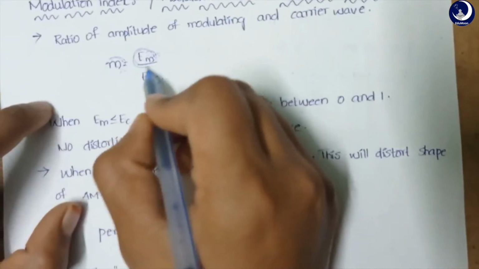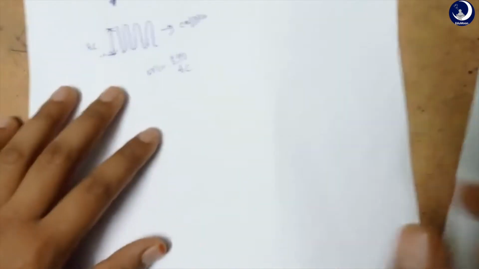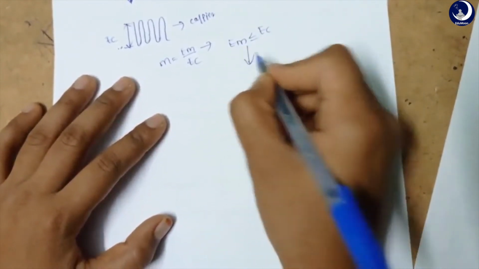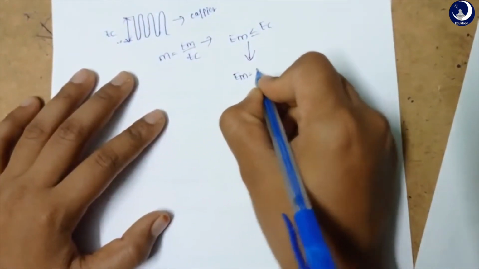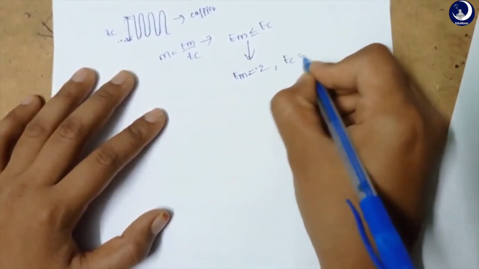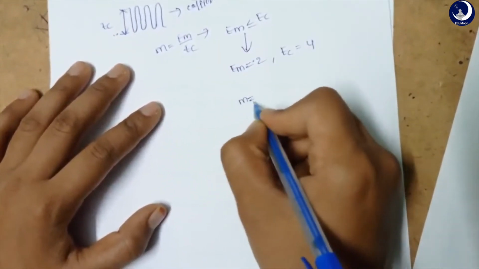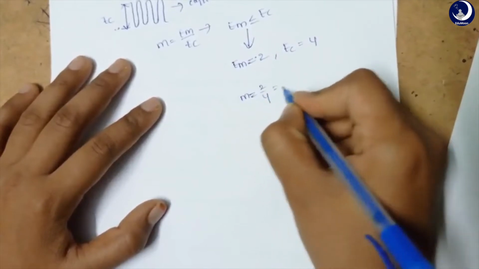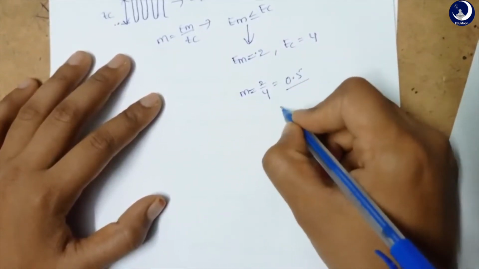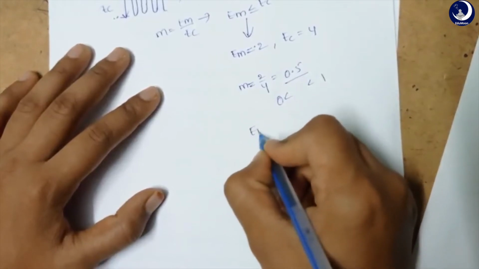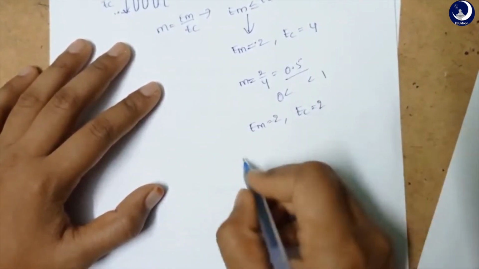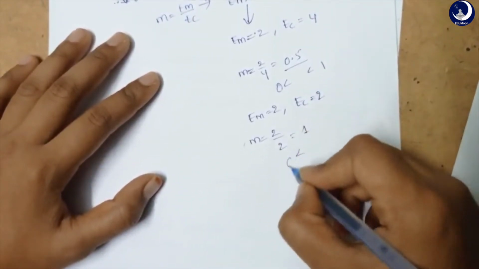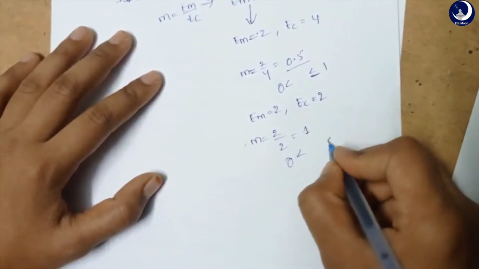How? For example, Em is less than or equal to Ec. Let's consider some conditions like Em equals 2 and Ec equals 4. Then Em will be 2 volt and Ec will be 4 volt. Then what will be the modulation index? 2 by 4, that is equal to 0.5. That means 0.5 lies between 0 and 1. Now let's consider Em equals 2 and Ec equals 2. Then we get a modulation index 2 by 2, that is 1. This also lies between 0 and 1, or equal to 1.